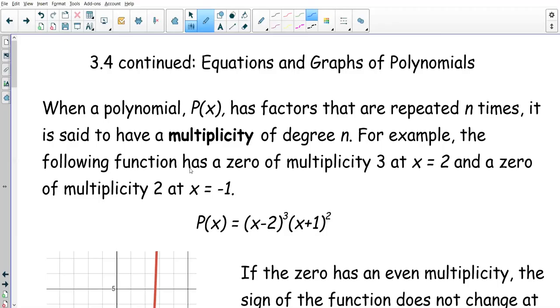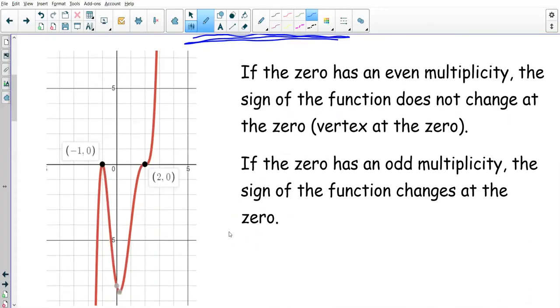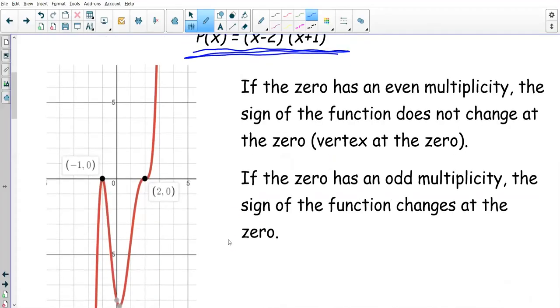So if I look at the polynomial that I have drawn down below, you can see that the factor at x equals 2 repeats 3 times, and the factor at x equals negative 1 repeats 2 times. So for this polynomial, we would say that it has a multiplicity of degree 3 at x equals 2 and a multiplicity of degree 2 at x equals negative 1. Now, with multiplicities, I've graphed the polynomial for us here. It tells us about what happens when we reach the root.